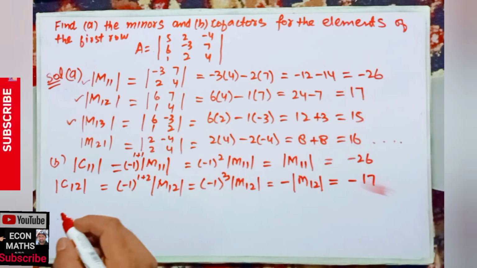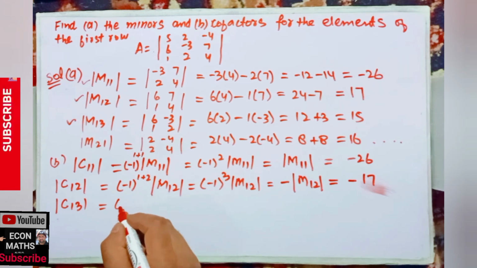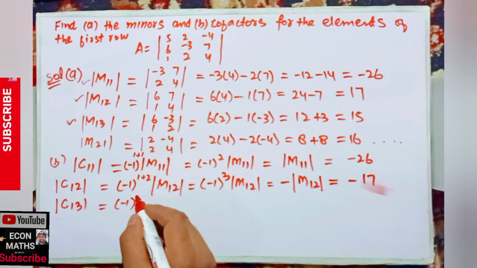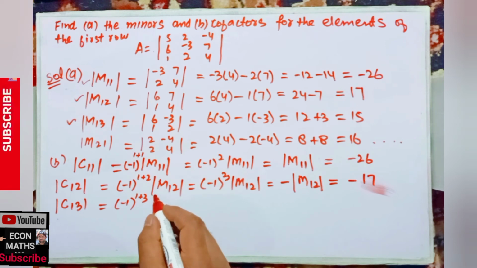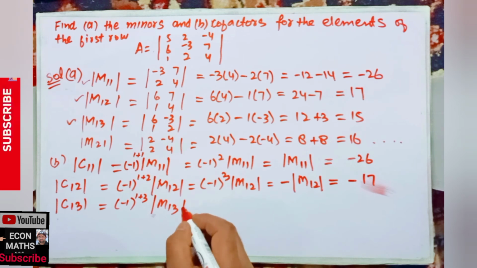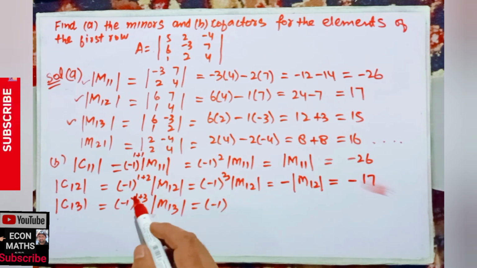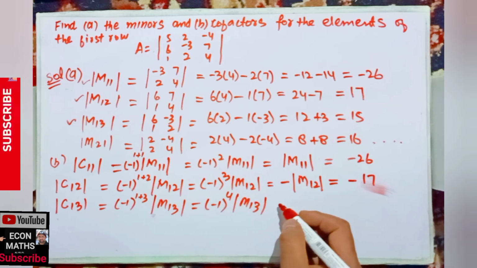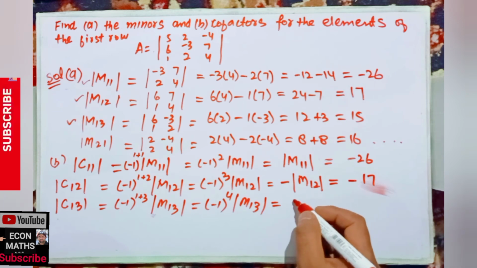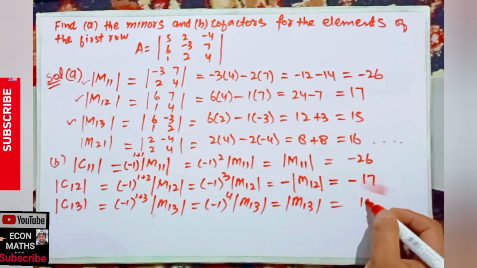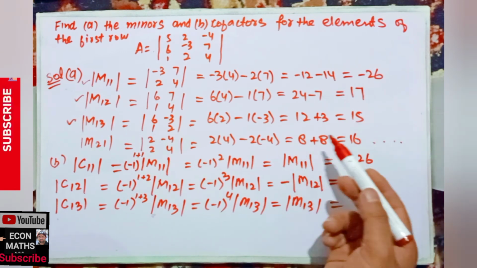Now similarly, the third cofactor, that is C13, is equal to minus 1 raised to the power of the addition of subscripts, that is 1 plus 3, and multiplied with the corresponding minor, that is M13. So this is equal to minus 1 raised to 4, times M13. Now minus 1 raised to an even power is positive, so here it is M13. Our M13 here is 15. So this is 15. There is no change in the sign.